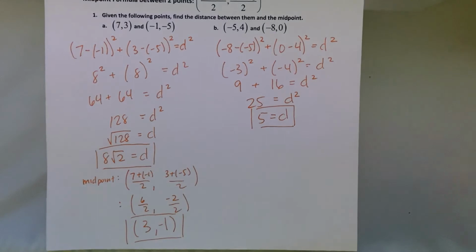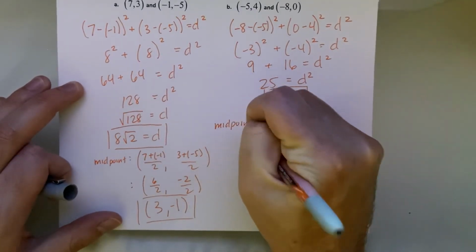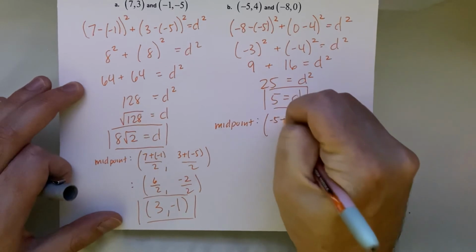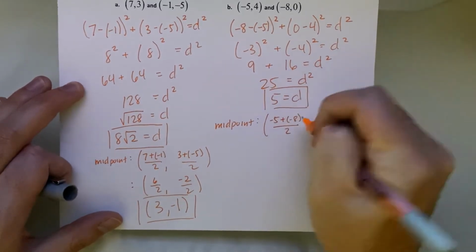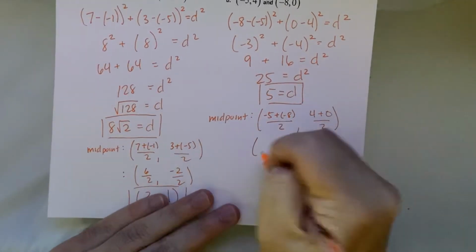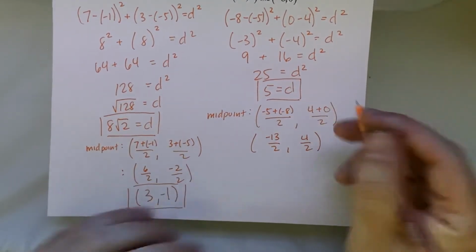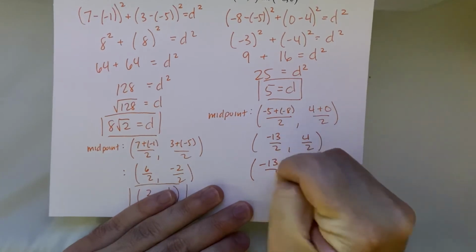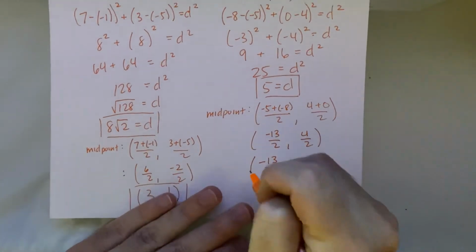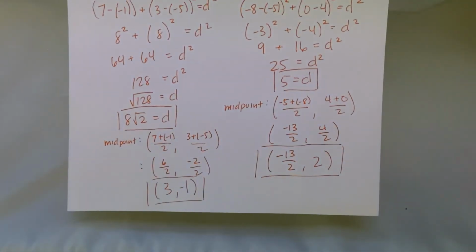And you always take the positive here for distances. They can never be negative, so you don't have to worry about the square root in that regard. Midpoint: average -5 and -8 for the x values, average 4 and 0. So this is -13 over 2 and then 4 over 2. -13 over 2 doesn't reduce, so I would just leave it like that. 4 over 2 reduces to 2. So that's really all we need to talk about in 2.1, and we'll do 2.2 in the next video.